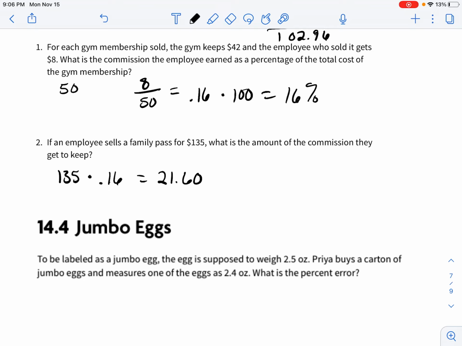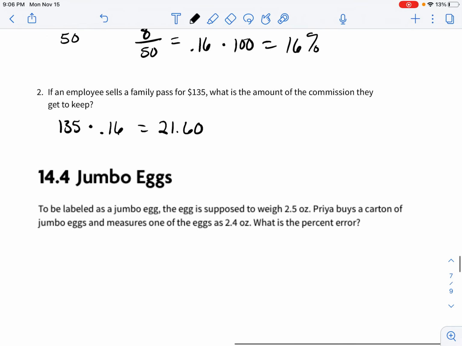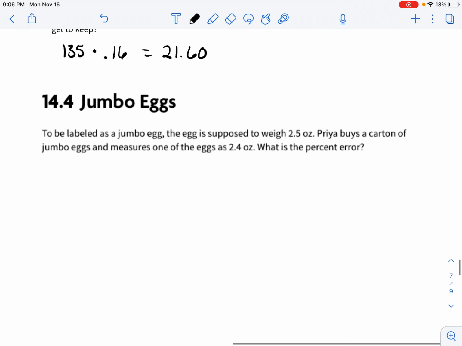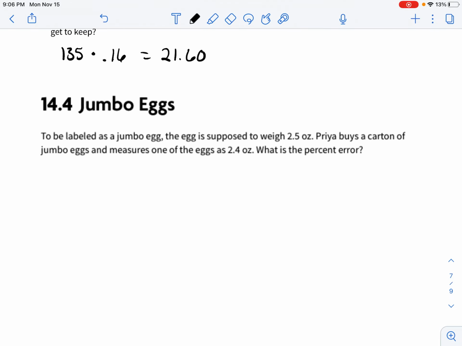Okay, so that's how commission works. It's a percentage, once again, of the selling price, or some might just say a percentage of the profit that you make from a sale. Okay, last one. This is going back to looking at percent error, from lesson 14.4.